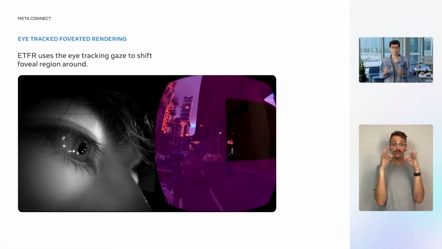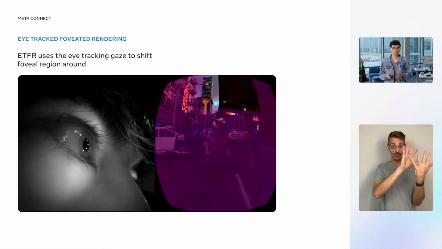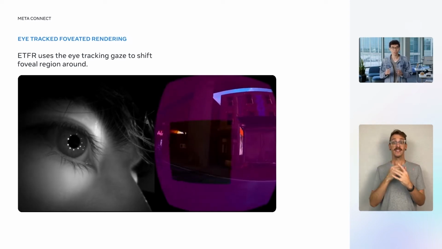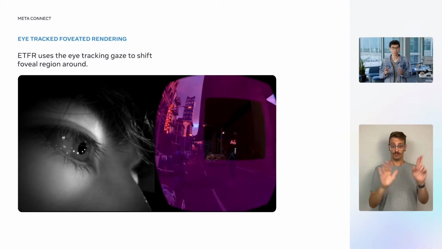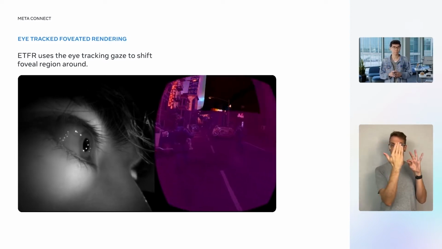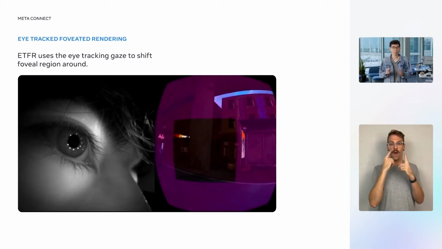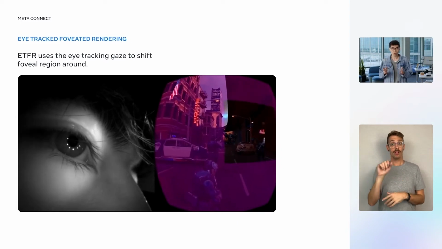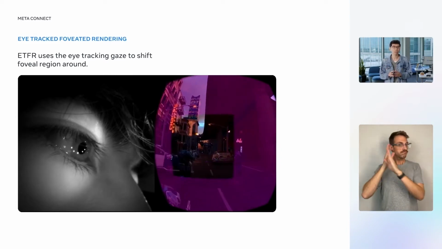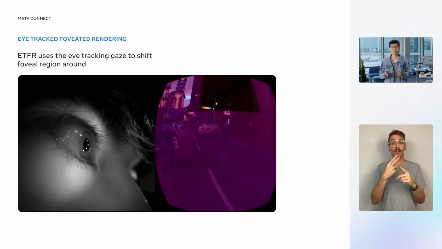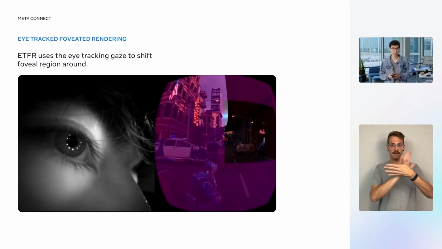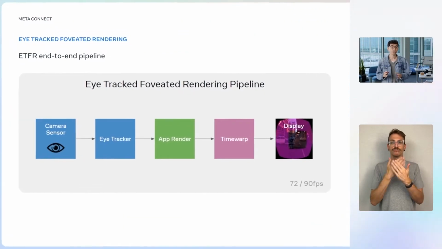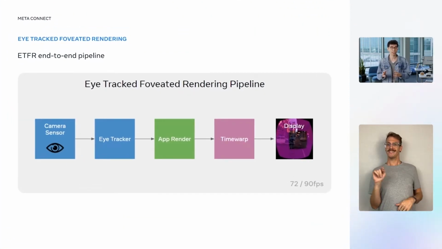Now with eye-tracked foveated rendering, or ETFR, we're pushing the boundary forward by moving the fovea region around to match where you're looking using eye tracking. Because the low-resolution region is always hidden in your peripheral vision, we can now use more aggressive foveation maps, hence delivering more GPU saving. So here is how ETFR works at a very high level.